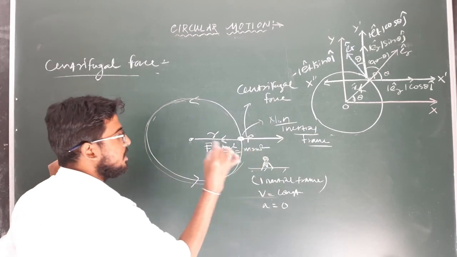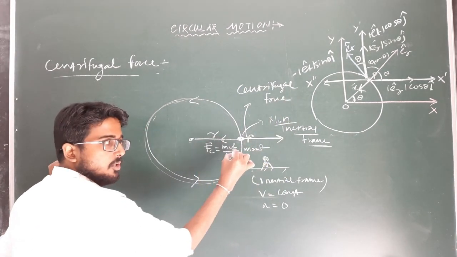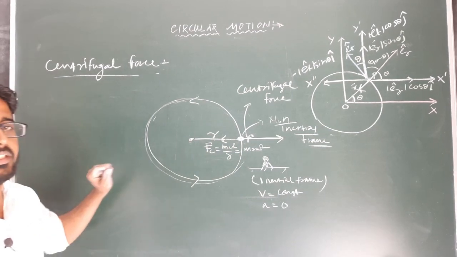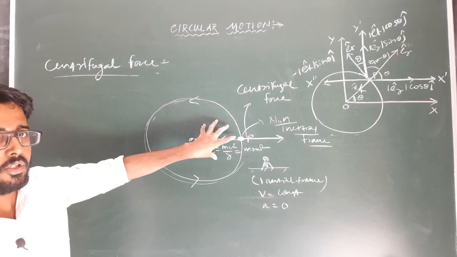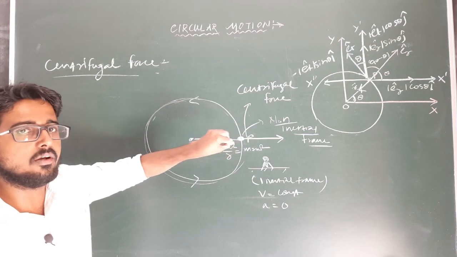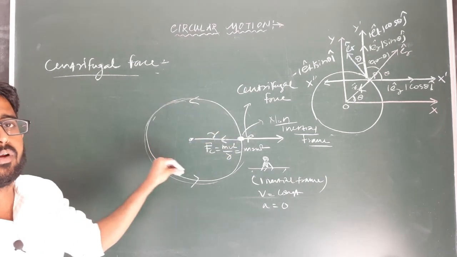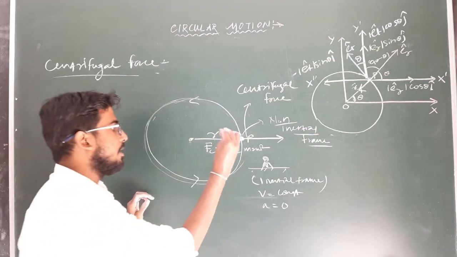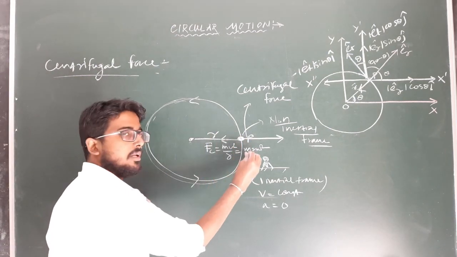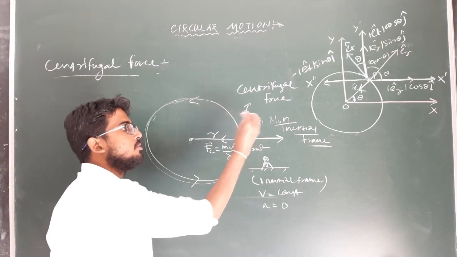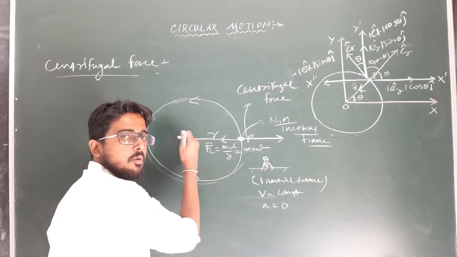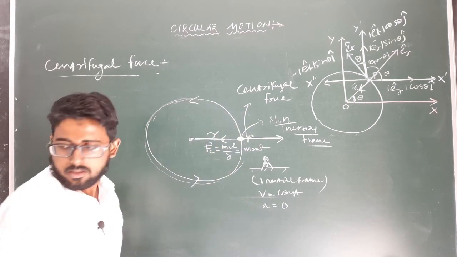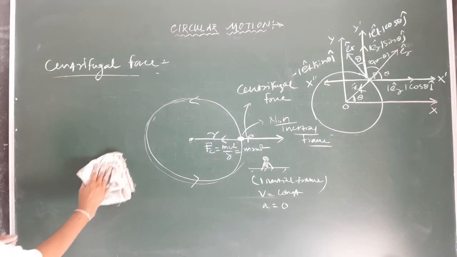Its magnitude is equal to that of centripetal force, but its direction is opposite to that of centripetal force. So centrifugal force is a pseudo force which acts on a non-inertial frame which is performing circular motion. Clear? That means centrifugal force acts along the radius but away from the center. Clear? So we can write what is centrifugal force.